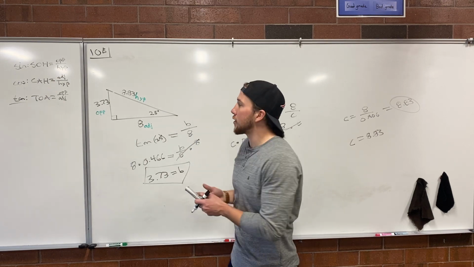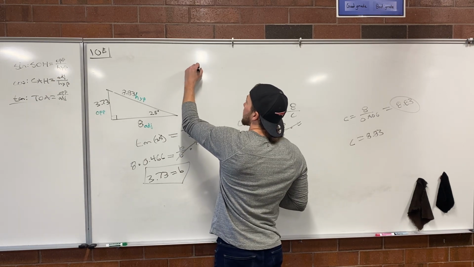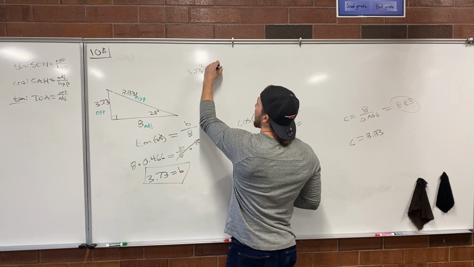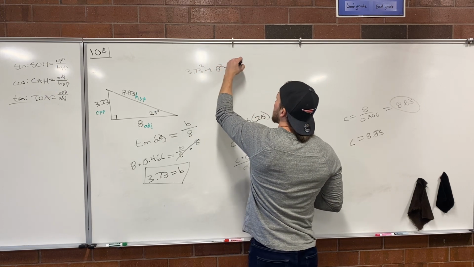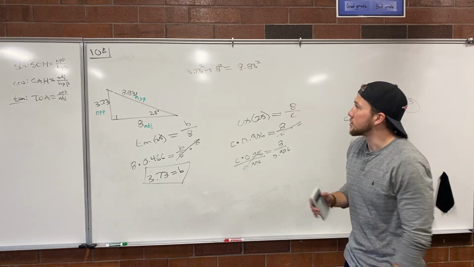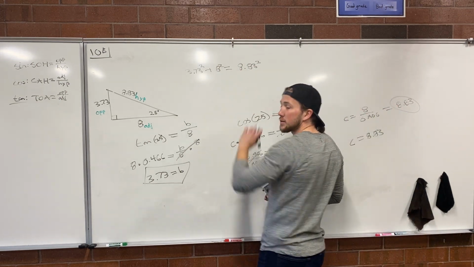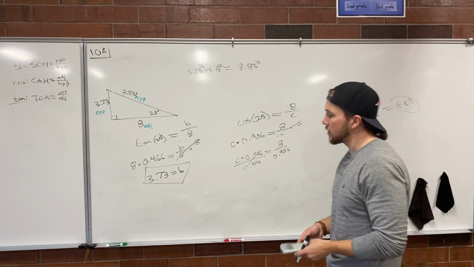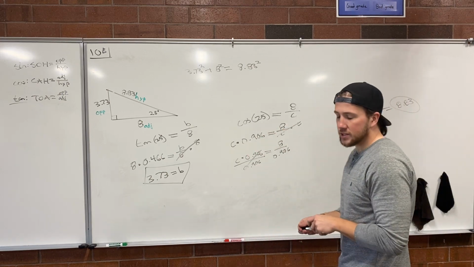I used the Pythagorean theorem. I did 3.73 squared plus 8 squared equals 8.83 squared, okay? So I did it all good and it checked out, it was correct, so we're in good shape, okay? So we're going to go through a little quickly with these last ones.